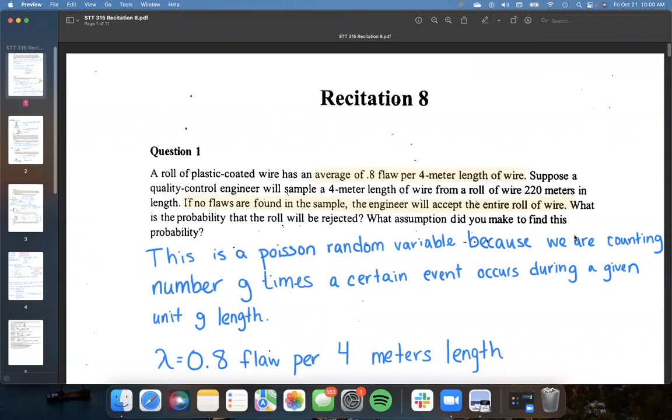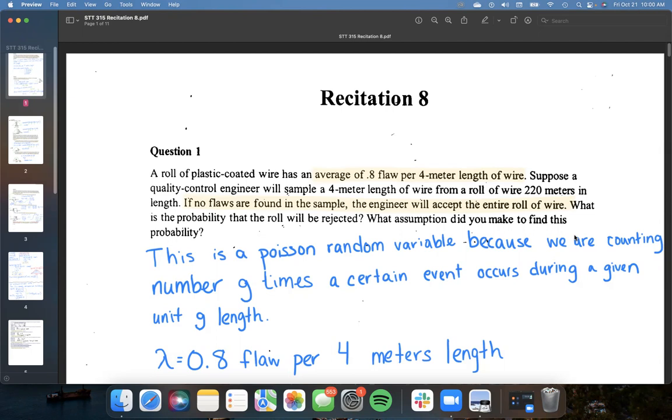A roll of plastic-coated wire has an average of 0.8 flaw per 4-meter length of wire. Suppose a quality control engineer will sample a 4-meter length of wire from a roll of wire 220 meters in length. If no flaws are found in the sample, the engineer will accept the entire roll of wire. What is the probability that the roll will be rejected? What assumption did you make to find this probability?